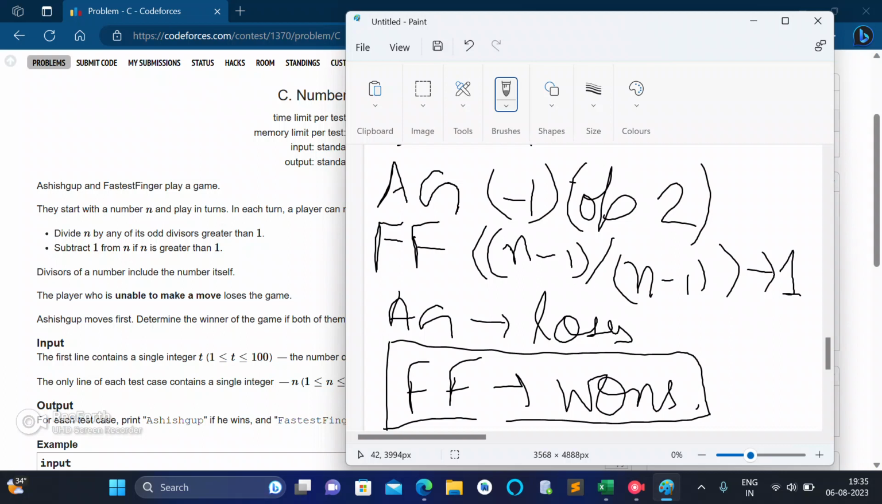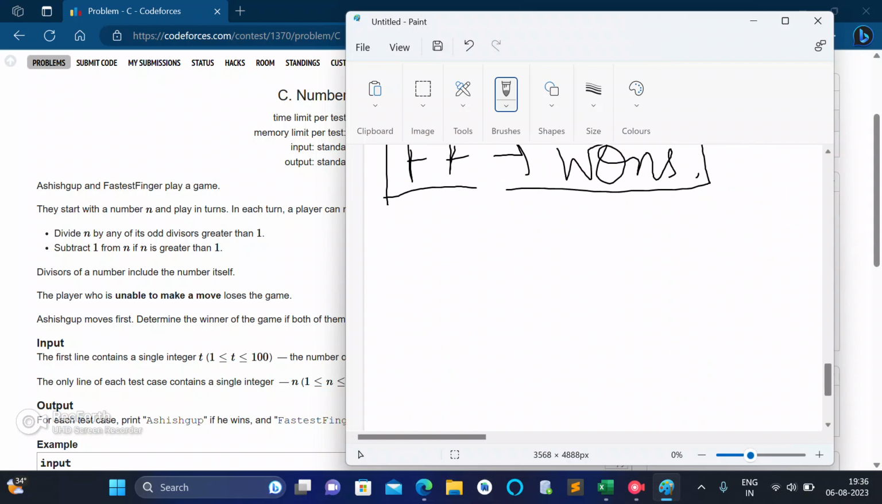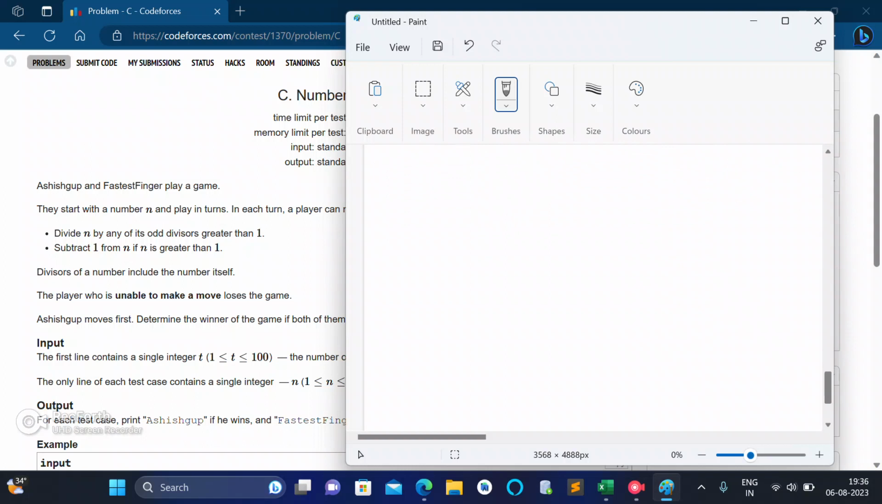As our number gets converted to n minus 1, fastest finger comes and says n minus 1 is an odd number. As soon as n minus 1 becomes an odd number, he will divide n minus 1 by n minus 1 to get 1. Now Ashish Gupta says, I won't be able to make any move because the number becomes 1. So Ashish Gupta loses the game and fastest finger wins the game.